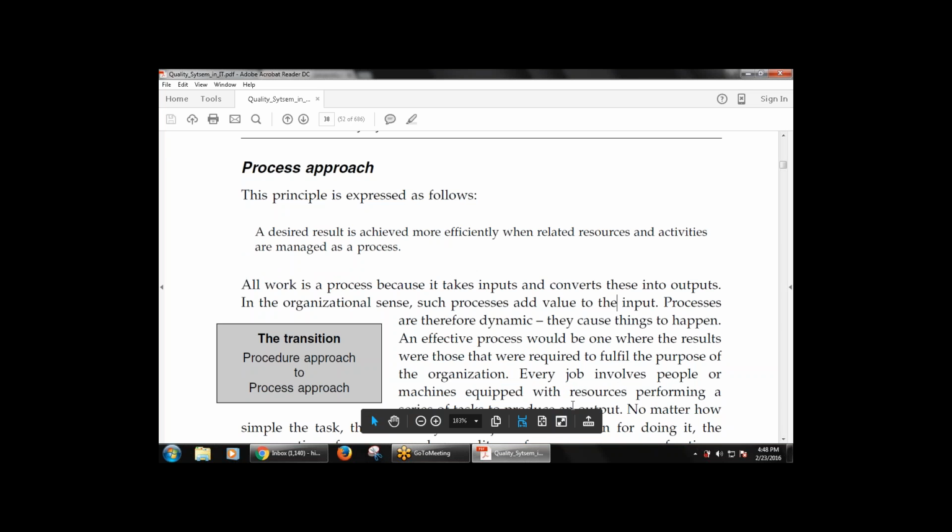Processes are therefore dynamic. They cause things to happen. That means the processes are said to be dynamic. An effective process would be one where the results were those required to fulfill the purpose of the organization, where the results are used to fulfill the requirements of the organization. And every job involves people or machines equipped with resources that perform a series of tasks to produce an output.